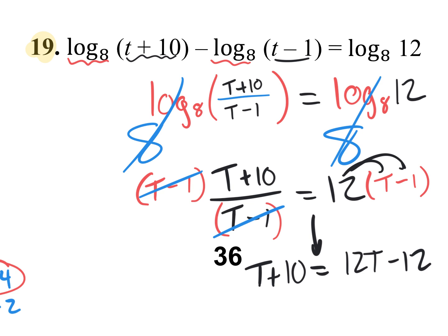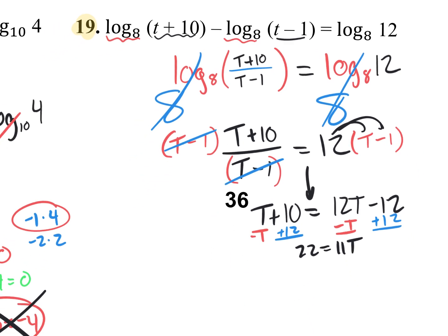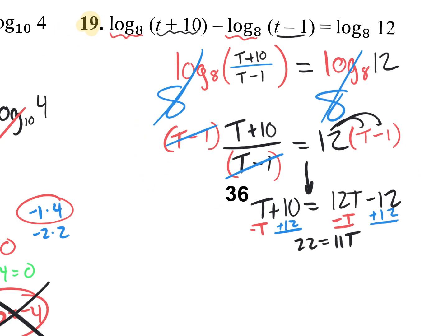Let's get t to one side and the numbers to the other. I'm going to move this minus 12 by adding 12. Adding 12. I'm going to subtract this t from over here. So I'm going to have 22 equals 11t. Almost done. Final step. We're going to get rid of that multiplication of 11 by dividing by 11, and t equals 2.